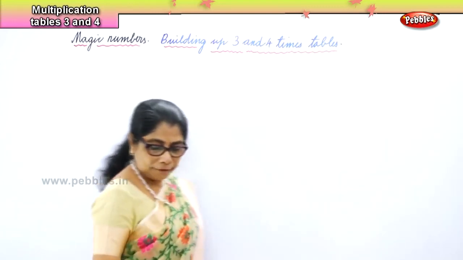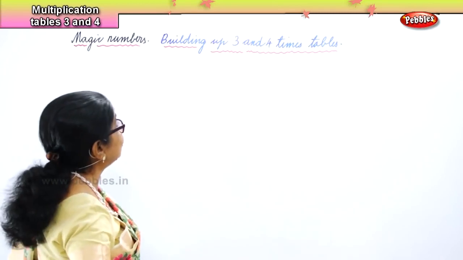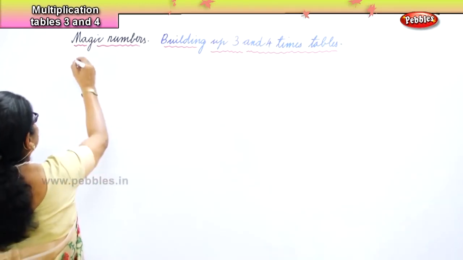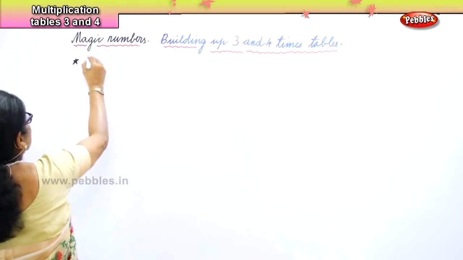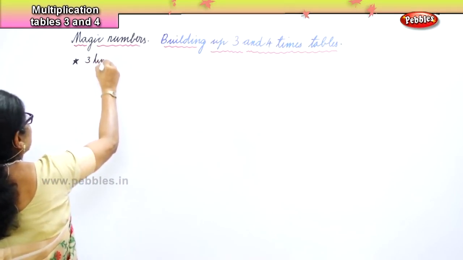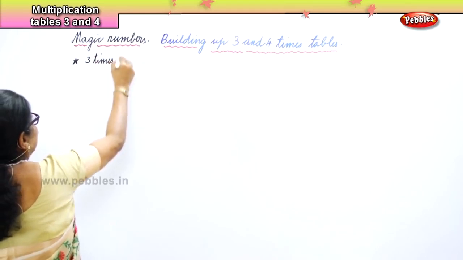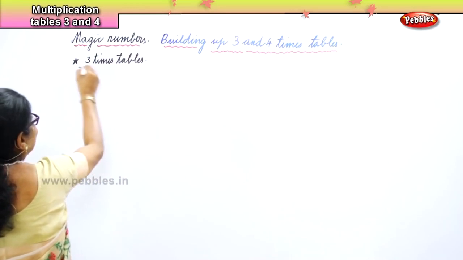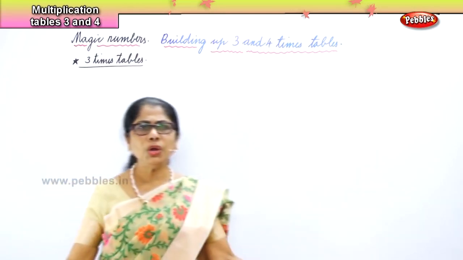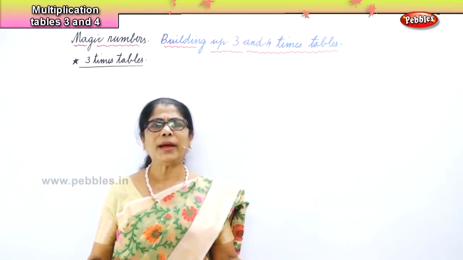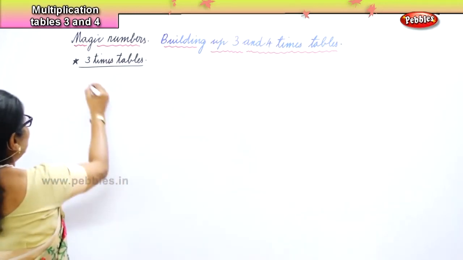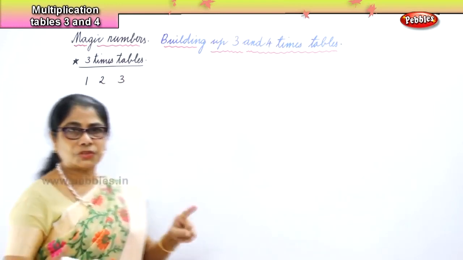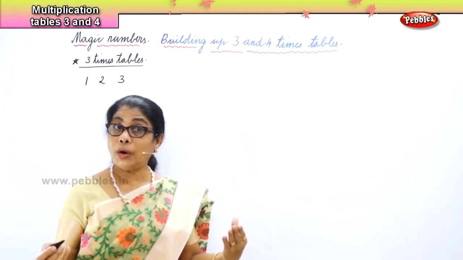Now, let's look at it. First, we are going to do the 3 times table. What are we going to do first? In the magic numbers, 3 times tables. Now, when we are doing the 3 times table, all you need to do is write 1, 2, 3. Then stop, and then go on and on and on.